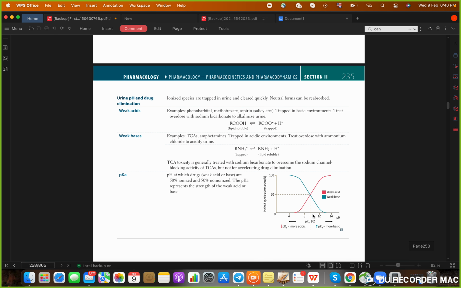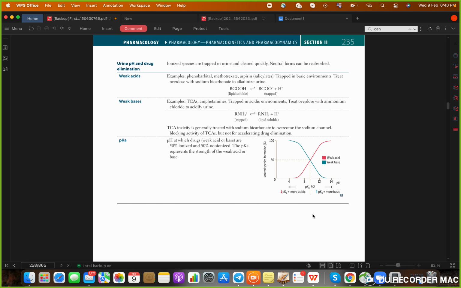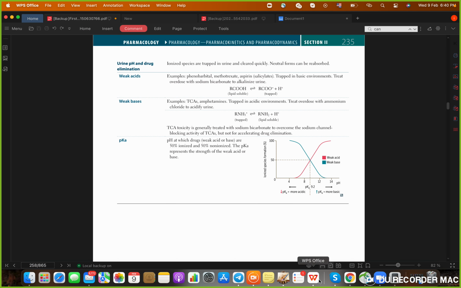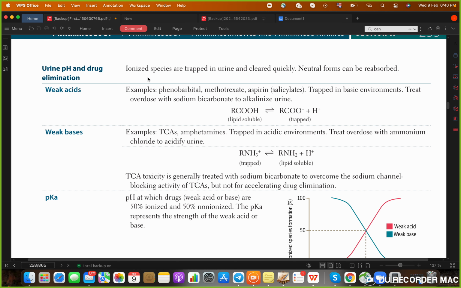Okay, so now the next thing is the urine pH and drug elimination. How can we trap the drug to exit our body? This whole concept is actually super useful because it helps us understand how elimination from our body occurs. So if we are speaking about the urine pH, we have something like this. Ionized species are trapped in the urine and cleared quickly. Neutral forms can be reabsorbed.